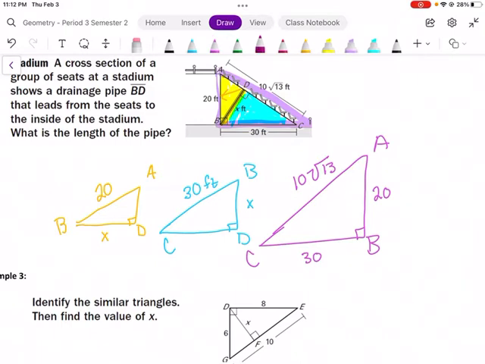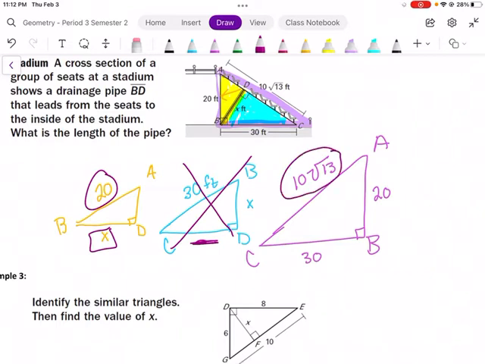So looking at this, X is on the longer leg, and in that triangle, we also know the hypotenuse. So we want to use a triangle that has the longer leg side and the hypotenuse. So we're not going to use the medium-sized one because it doesn't have that leg length there. So we're going to stick with the larger triangle.